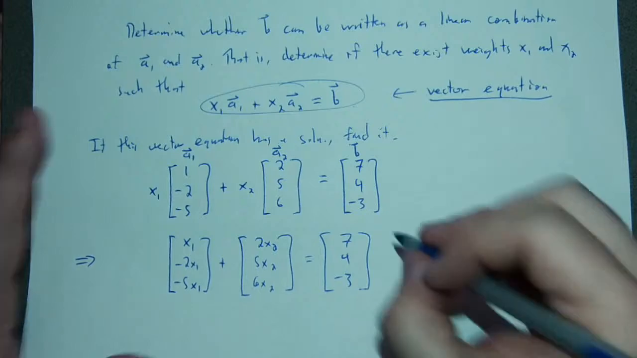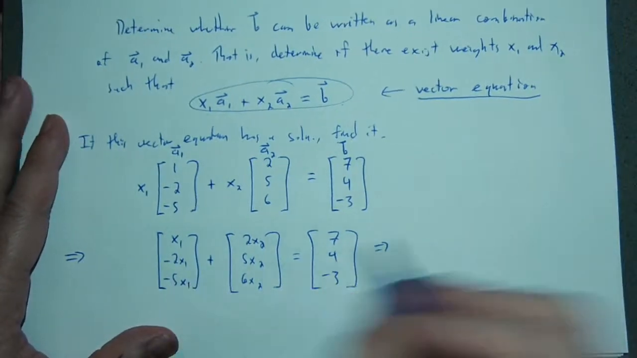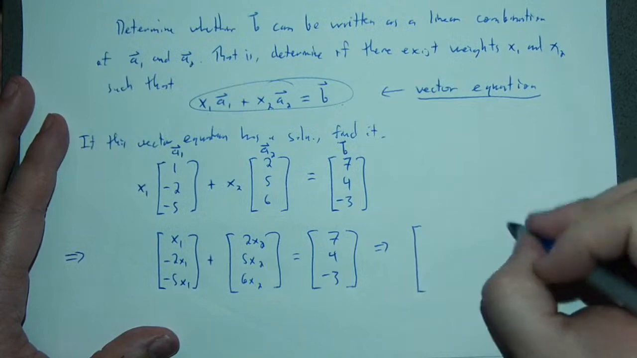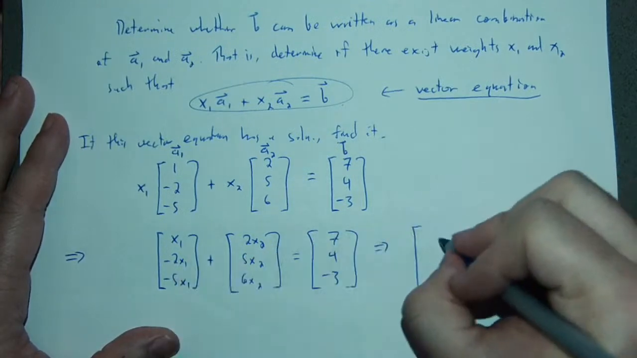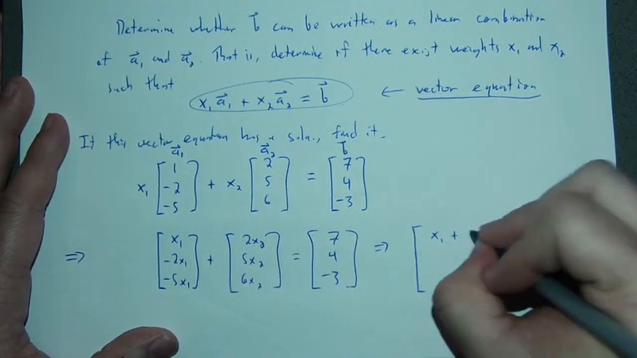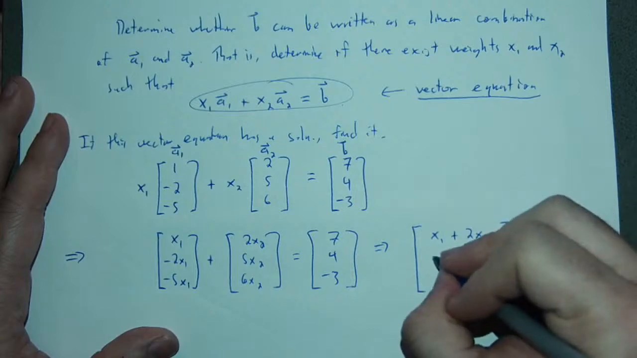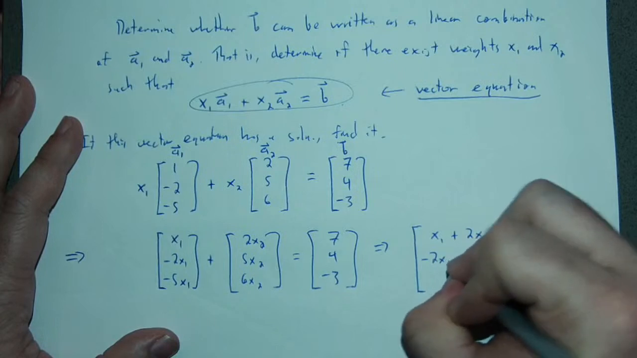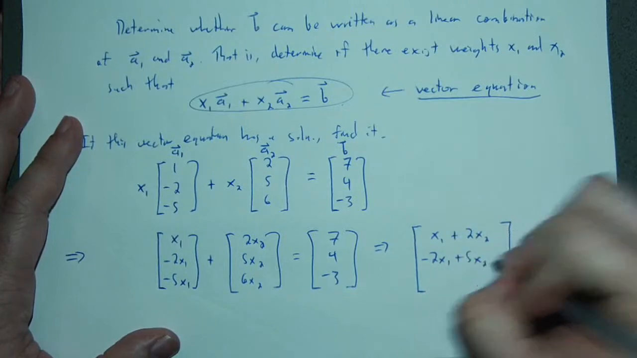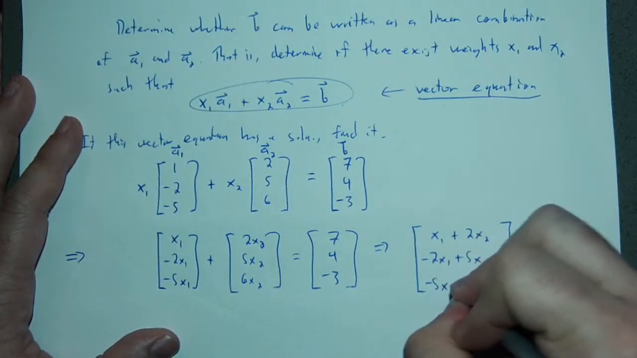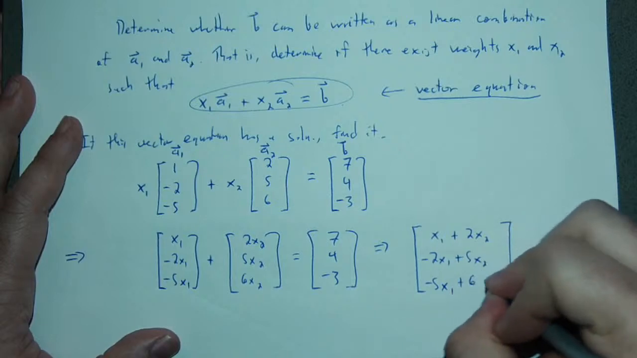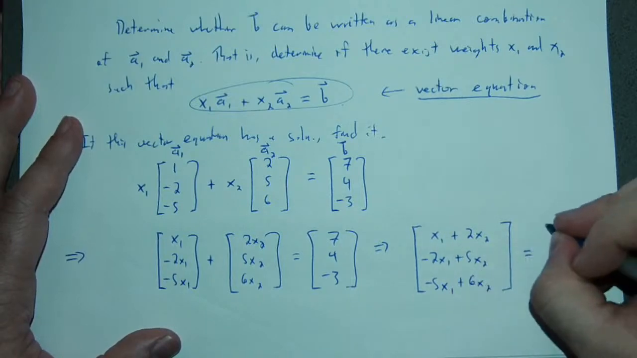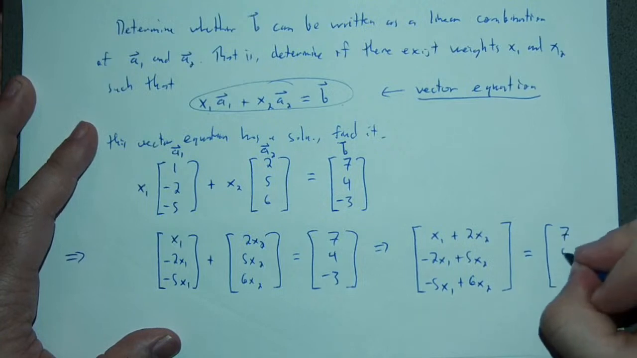Continuing on, now adding these two vectors, I get the vector equation x sub 1 plus 2x sub 2. And in the next slot, minus 2x sub 1 plus 5x sub 2. And in the last slot, minus 5x sub 1 plus 6x sub 2. And that is equal to 7, 4, minus 3.